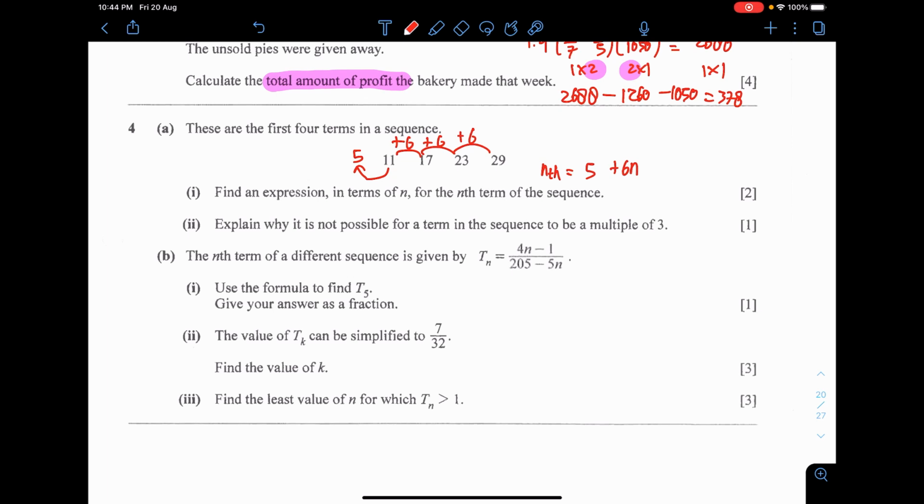Explain why it's not possible to get a sequence that is a multiple of 3. Well, tell them that the sequence itself is actually made by 5 plus by 6n. You cannot factorize anything that has to do with 3. Let's just say that the sequence is 6 plus by 6n.